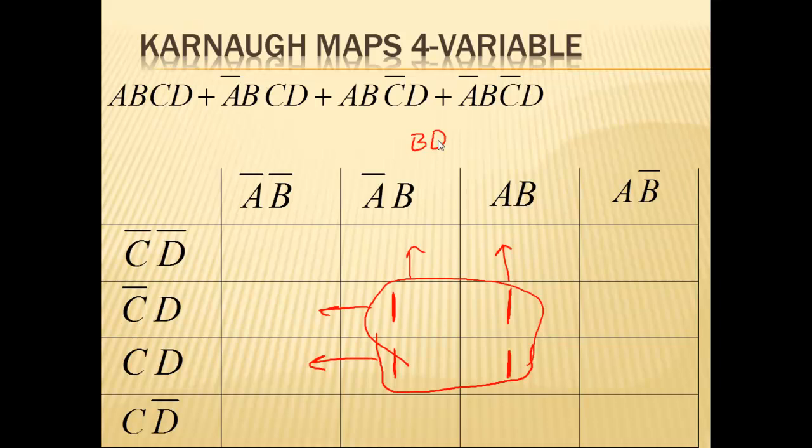And you notice they're together. There's not an OR because they're one single group. The only time you OR is if we had another group. So we've got up is B, to the side is D. The answer is BD.